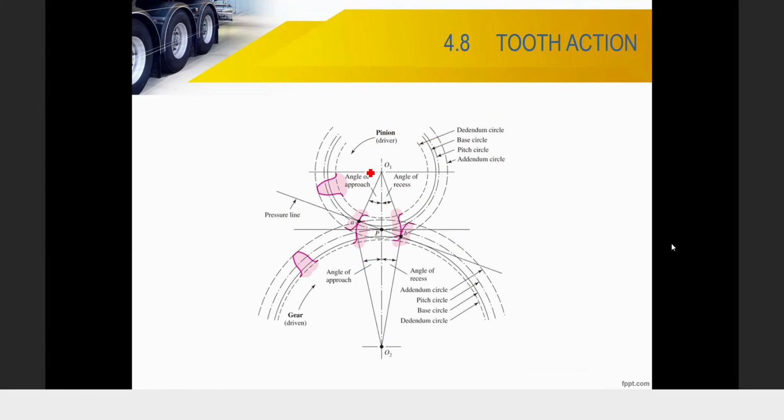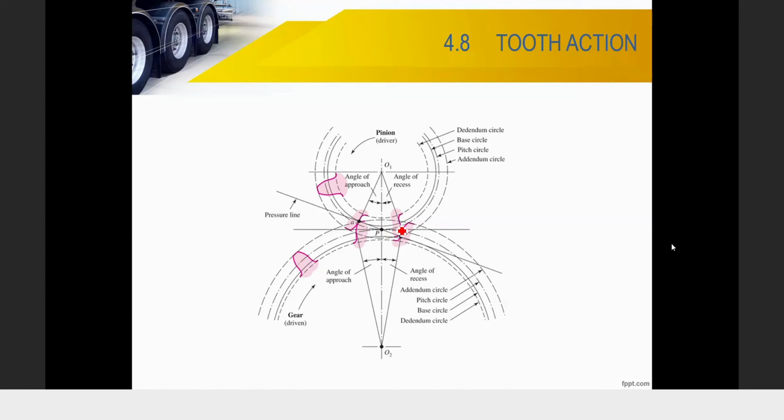In this figure, the top is the pinion and the bottom one is the gear. The smaller one is the pinion, which is also the driver. The bigger gear we call the gear, and it is driven by the pinion. When the tooth of the pinion touches the tooth of the mating gear, it touches at point A. Then they remain in contact, and then release. They lose contact at point B. The same pair of teeth remains in contact until point B, where they release.